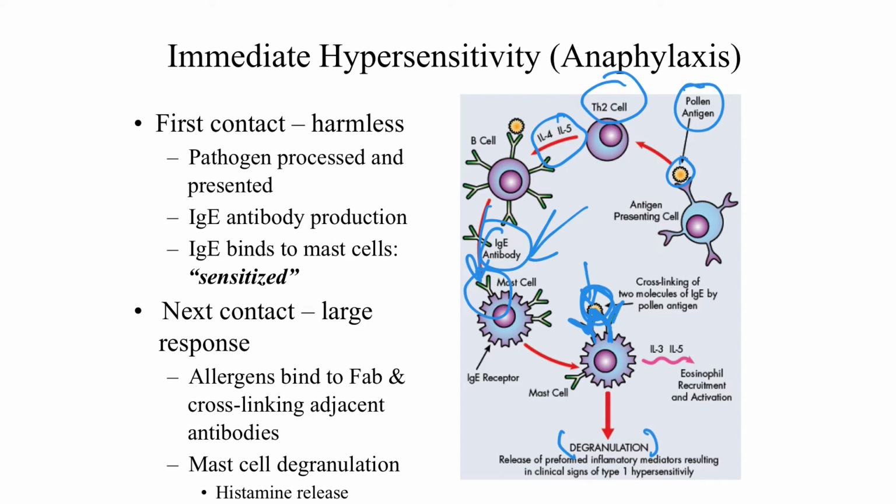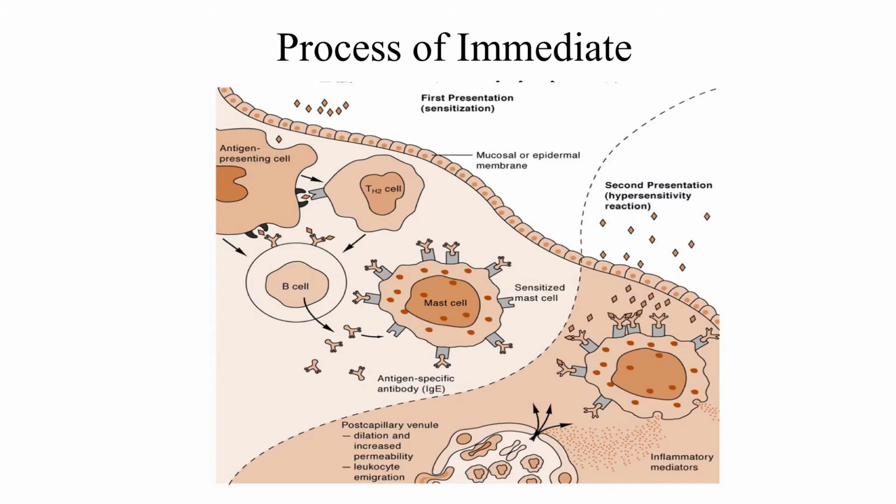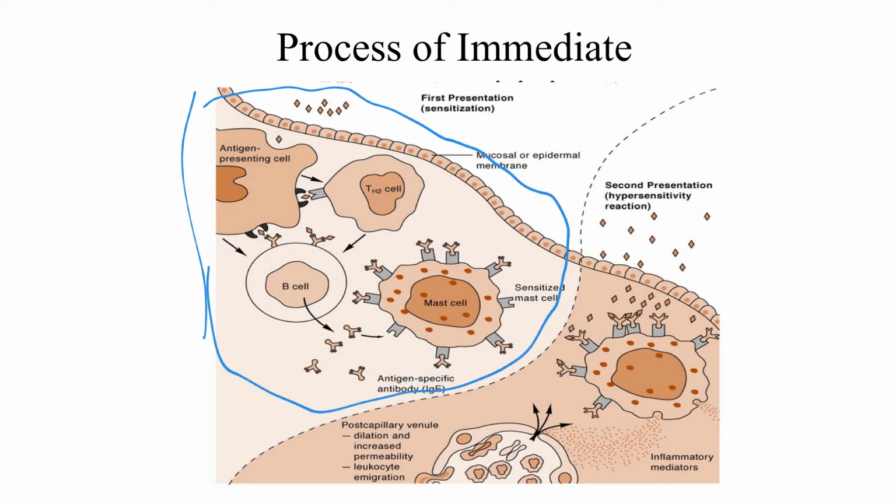So this cross-linking and this priming or sensitizing of the mast cells is what drives this dramatic reaction you see upon a secondary exposure. This is another picture showing you the general process of this immediate reaction. Here in this lighter portion, we see the antigen-presenting cell processing that antigen fragment, displaying it to T helper cells.